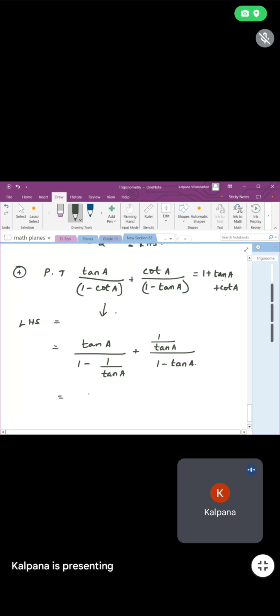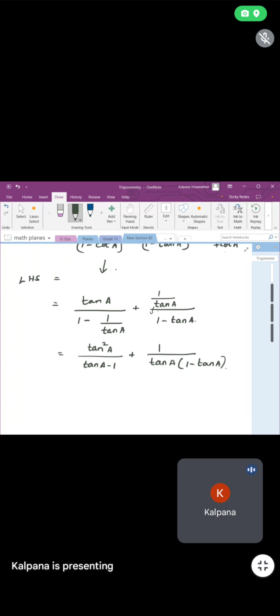Take LCM. So tan A by tan A minus 1 by tan A. Shall I take it to the numerator and put here square, tan square A? Yes, ma'am. Here again 1 by, this will move to the denominator. So 1 by tan A into 1 minus tan A. Any confusion in this step?